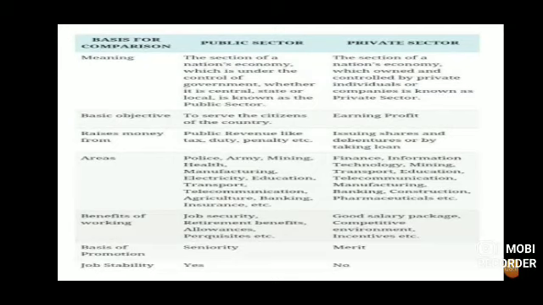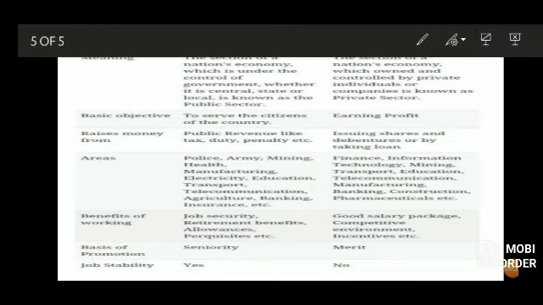Moving towards the definitions and the differences between the public and the private sector. Talking about the meaning of the public and private sector, I hope it has been clear to you all. Public sector: majority shareholding with the government. Private sector: majority shareholding with private players. As far as the public sector is concerned, the basic objective is to serve the citizens, whereas for private enterprises it is to earn profit.